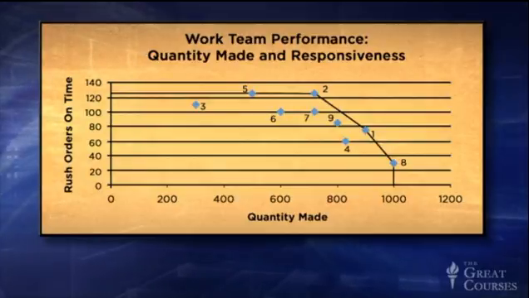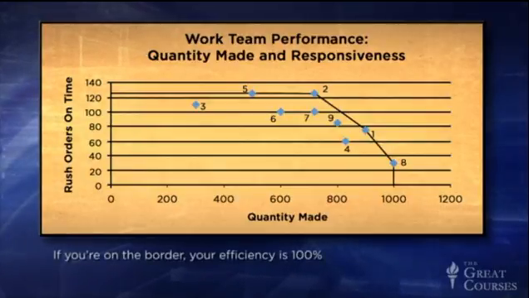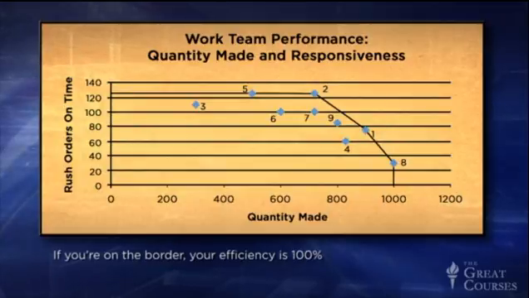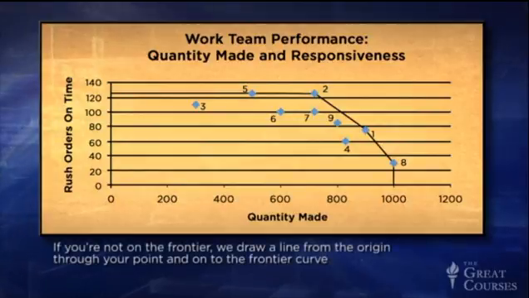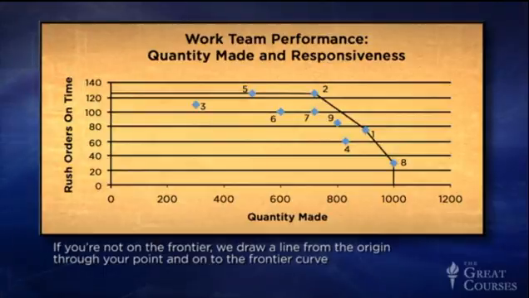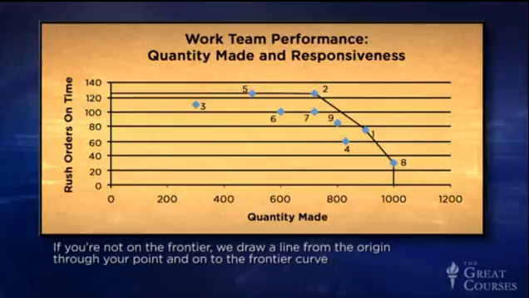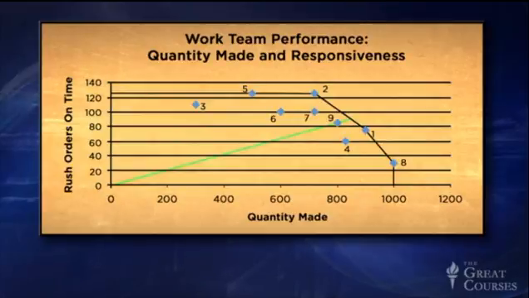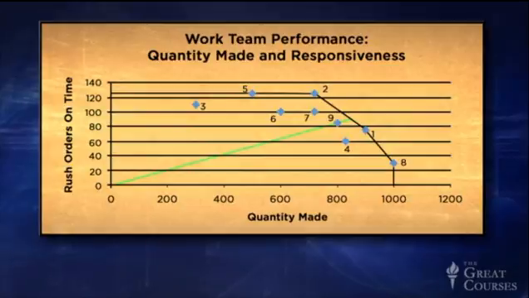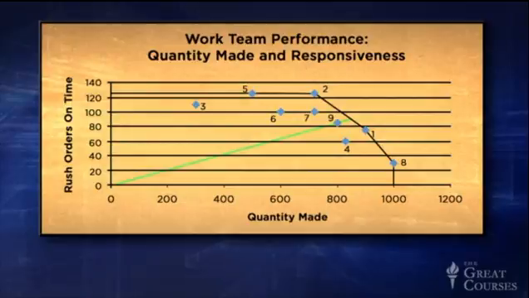How do we measure efficiency in this picture? Well, if you're on the border, your efficiency is 100%. So teams 1 and 2 are both efficient. If you're not on the frontier, we draw a line from the origin, through your point, and onto the frontier curve. Look at how long the line is from the origin to the producer, and compare it to the line from the origin to the frontier. For Team 9, for example, it looks like this. If you measure carefully, you'll find out that Team 9 is 95% of the way from the origin to the production horizon, shown in black. That's what makes it 95% efficient, as we computed just a minute ago.